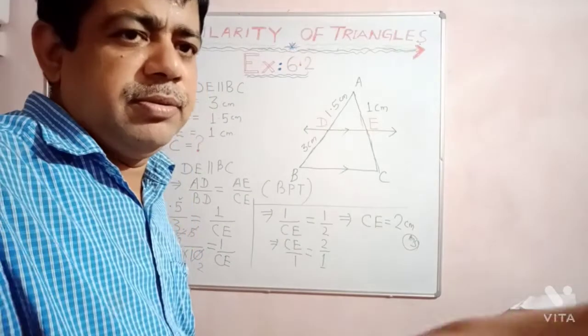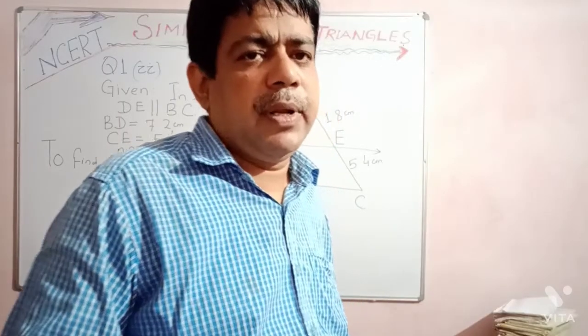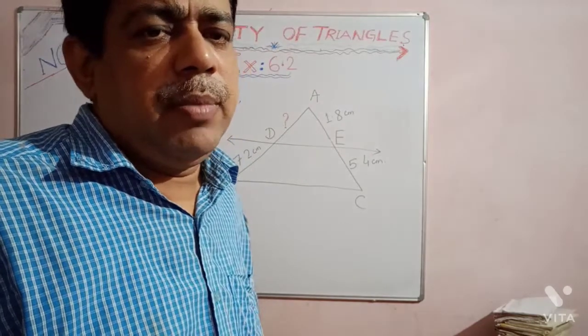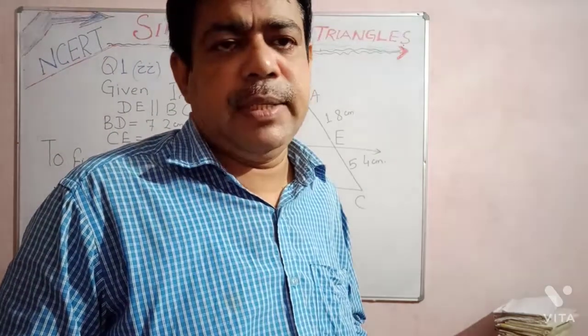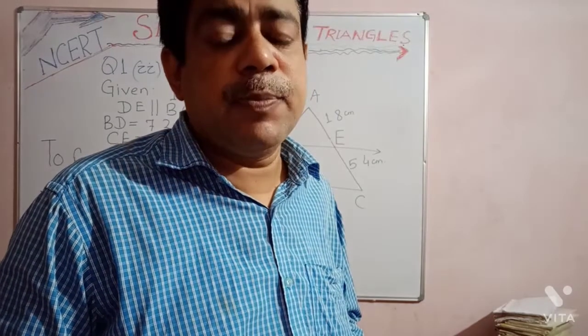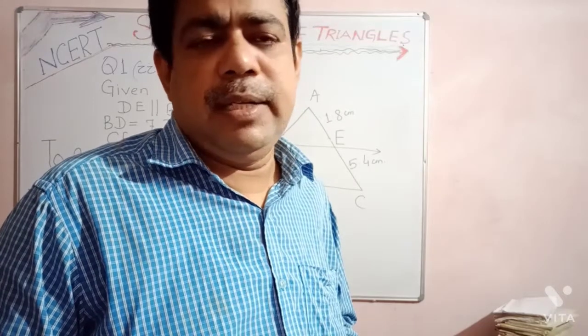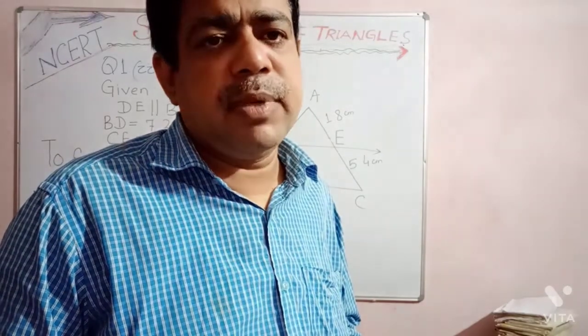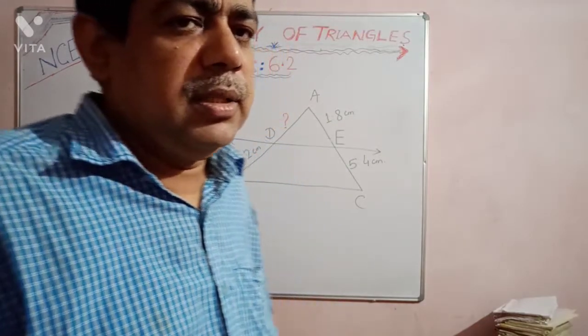Okay, thank you. Hello dear students, and here in this class I am going to explain a simple problem based on the similarity of triangles from your NCERT book of standard 10 mathematics, from exercise 6.2 question number 1 second part. Look carefully, it is a simple problem based on the concept of the basic proportionality theorem. All of you know it, and let's see the diagram.